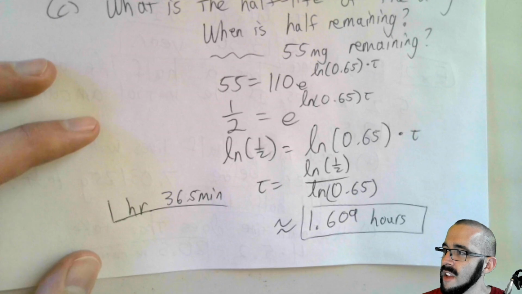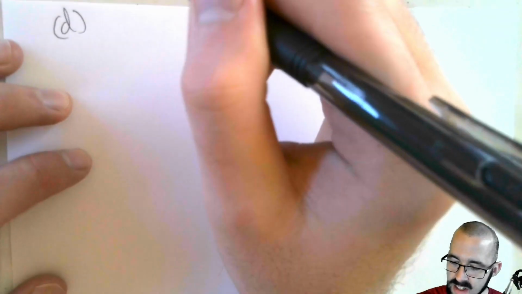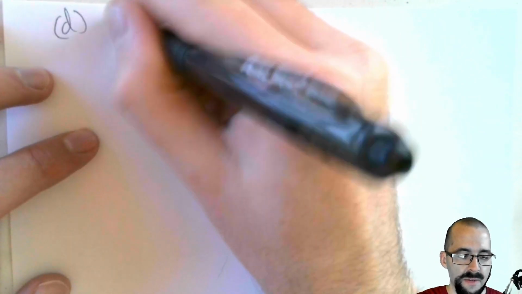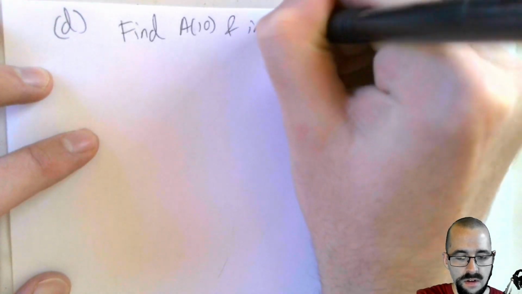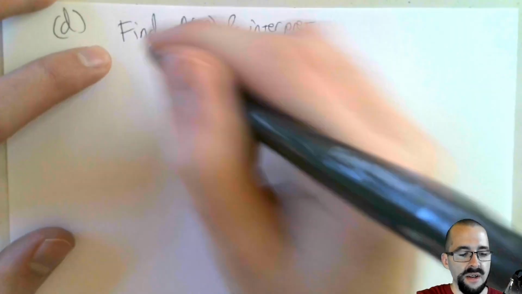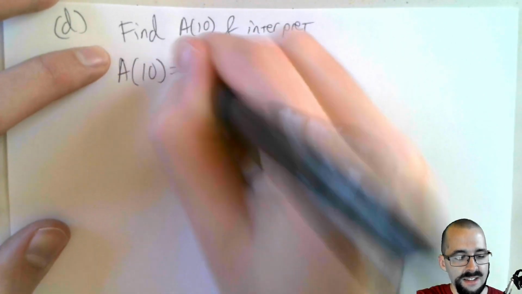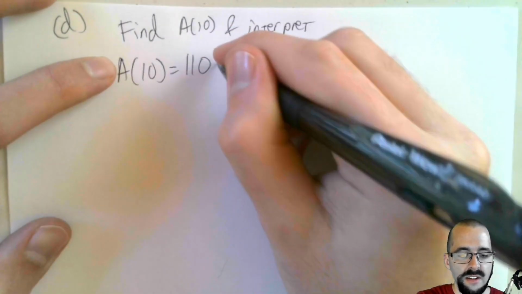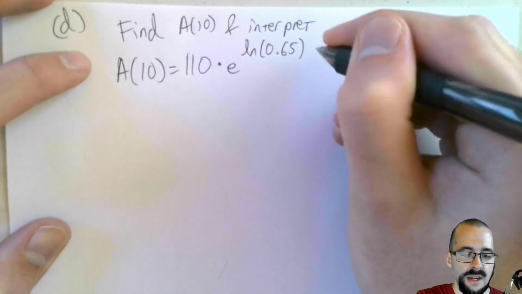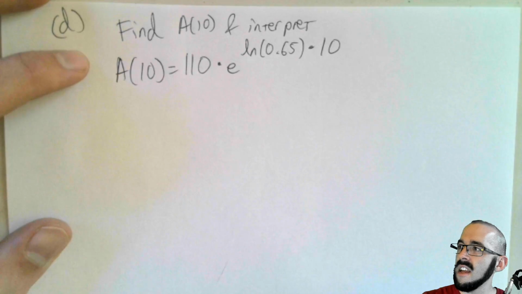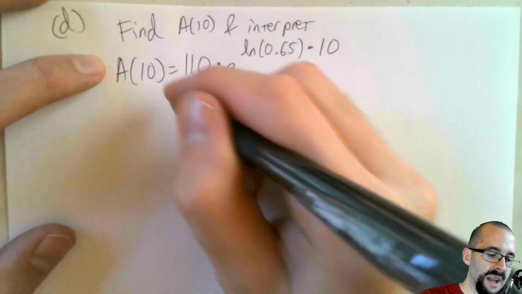All right. Last problem, part D. And then we'll be done with this video. So part D asks, find A of 10 and interpret. So all we have to do is plug it in. We have that A of 10 is equal to our initial value, which was 110, times e to the k, which we said was the natural log of 0.65, times t, which is 10 here. Plug that into a calculator and see what we get.